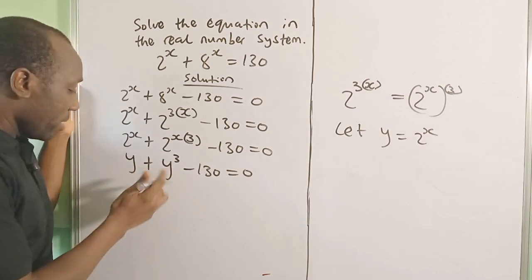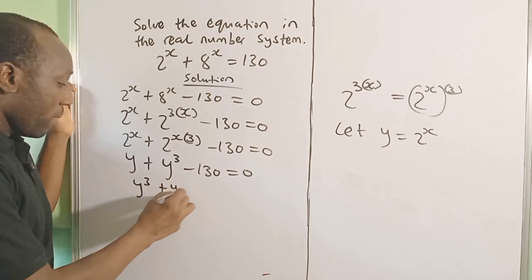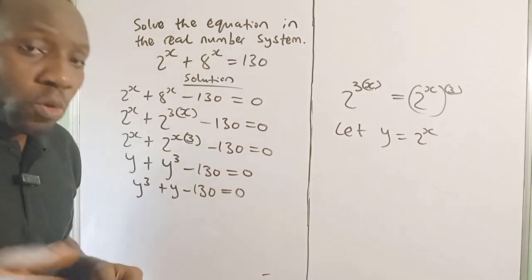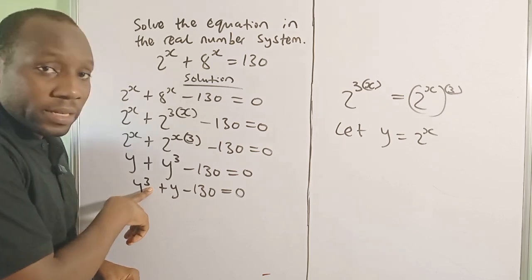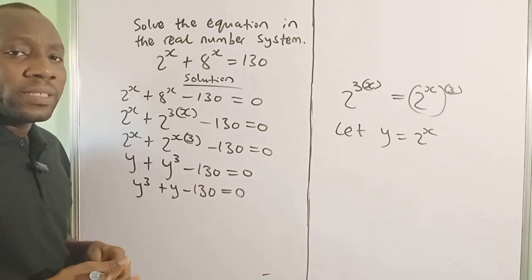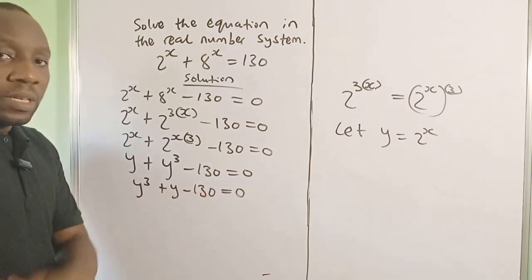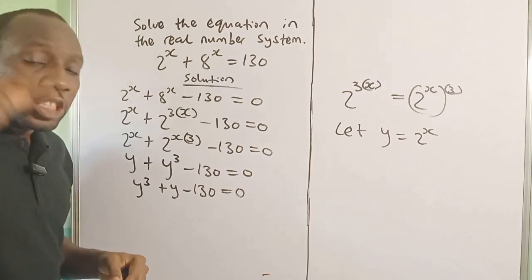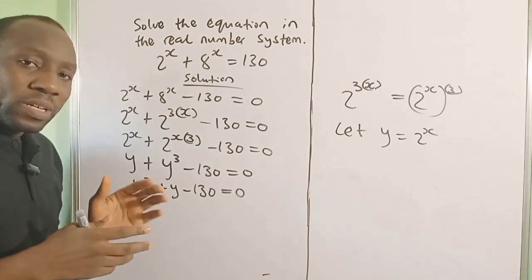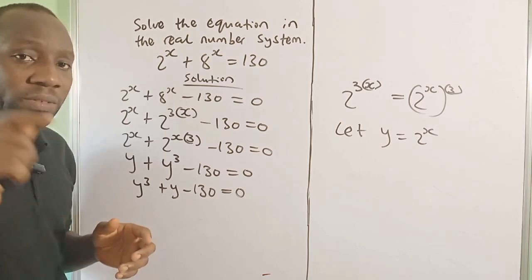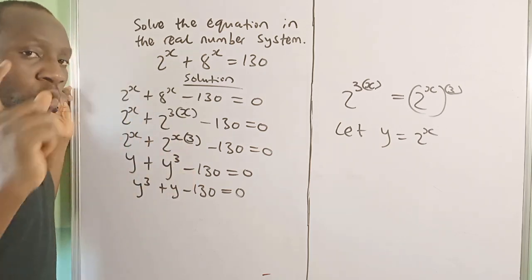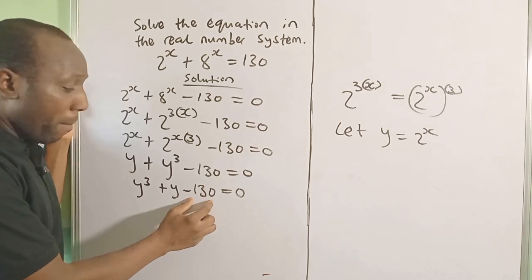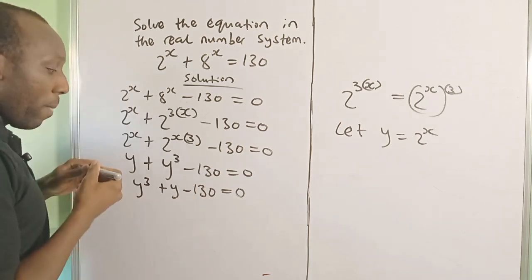Let me rearrange this. I'm going to write this as y raised by 3 plus y minus 130 is equal to 0. What is this? This is a cubic polynomial because the leading power here is 3. Now, the question is, how do we get the root from this cubic equation? How do we get the root? We can use something called the rational root theorem to get the root. Now, the rational root theorem says that the root of this cubic equation must be a factor of the constant term minus 130.